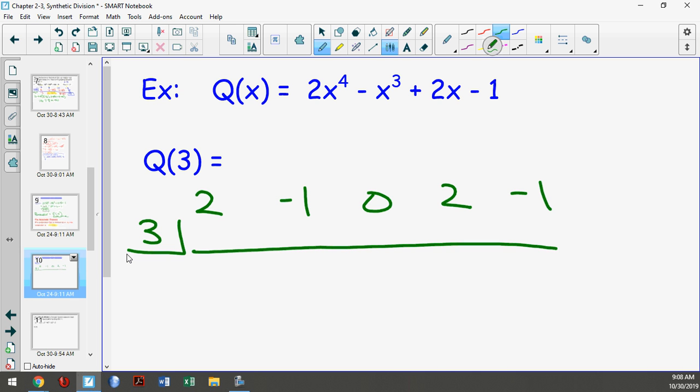Let's drop down the 2. I'm going to check this first: 4, 3, 2, 1, 0. I'm not missing any terms, so I know I'm right.